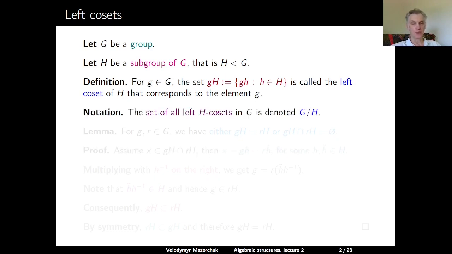Notation: the set of all left H cosets in G is denoted in this way. So G modulo H on the right. So H acts on the right and we get left cosets.